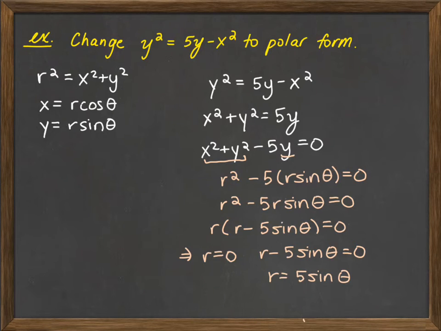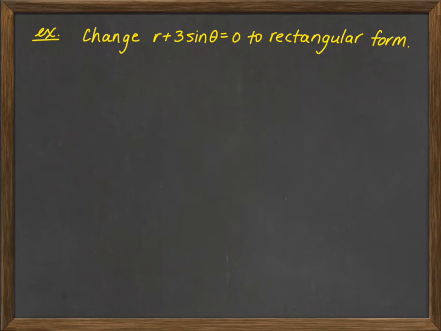Now, once again, I'm not going to concern myself with r equals 0. That's a very boring equation. I'm only going to concern myself with r equals 5 sine of theta. So we've seen how to transform this rectangular equation to something in polar form. Now let's try to do it the other way around. We have r plus 3 sine of theta equals 0, and we want to write this in rectangular form.